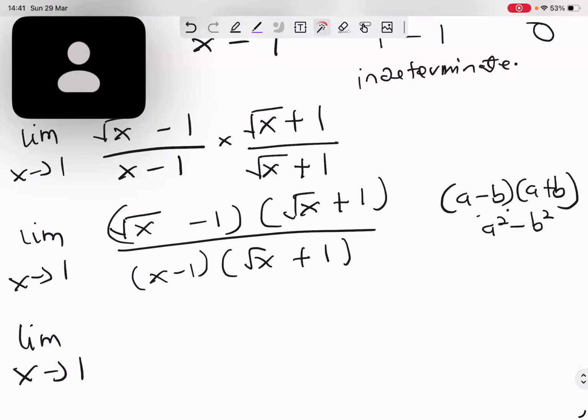So instead of picking this, multiply by that, this, multiply by this, then you come and pick the minus 1, multiply by square root of x, minus 1 multiplied by 1 and simplifying.